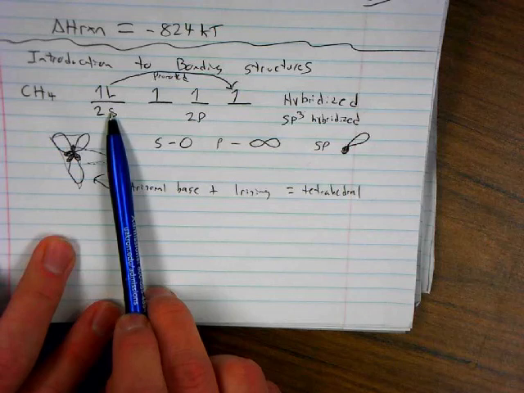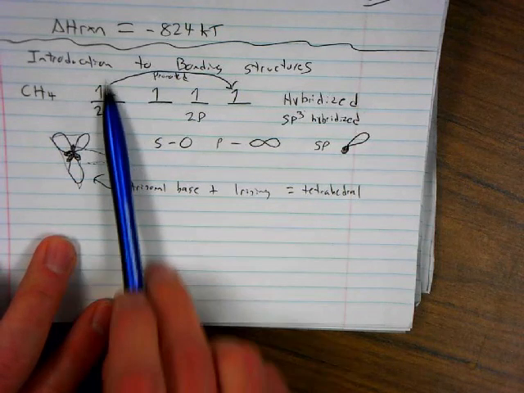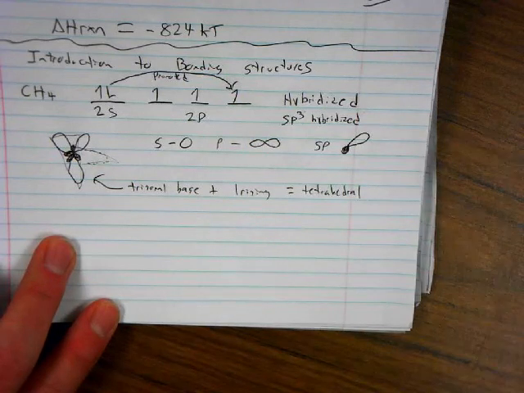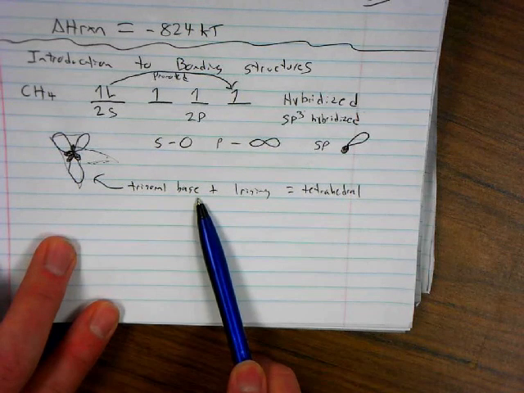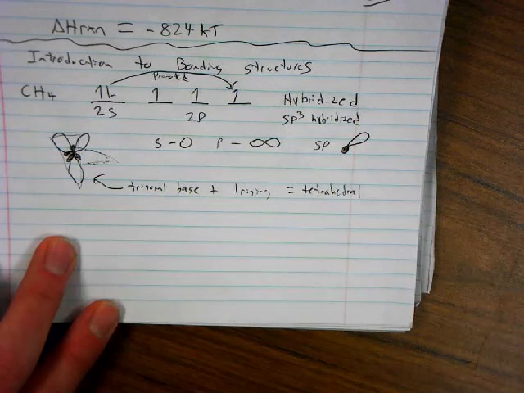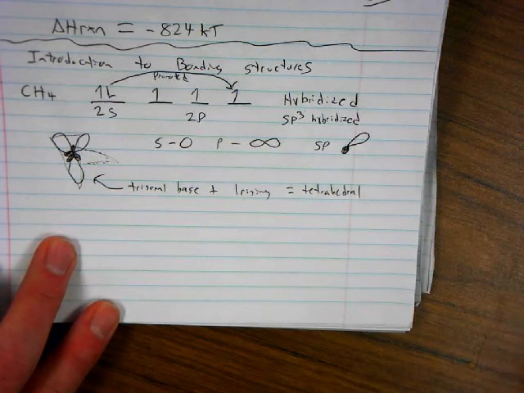Take me back to where we're going. So I have 1 s orbital. This is basically saying I have a hydrogen connecting to 1 of my s and 3 of my p's. This is sp3 hybridized. 4 bonding sites. Are we good so far?